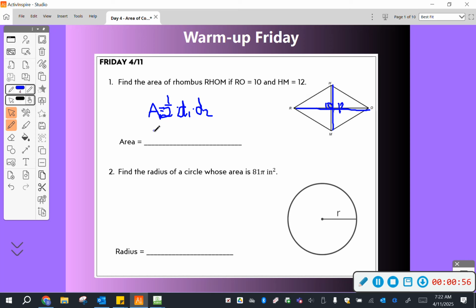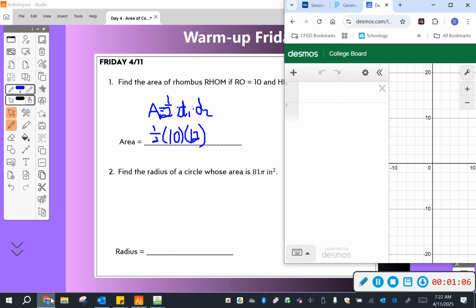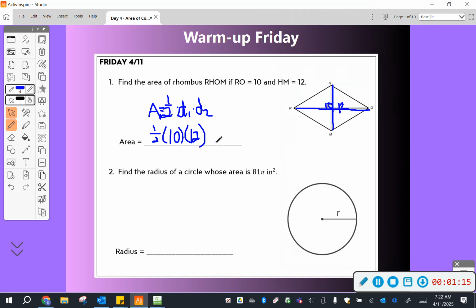Either way, what's one of my diagonals? 10. What's my other diagonal? 12. And then you can either do that in your head or put it in the calculator. What is 1/2 of 10 times 12? And the answer is 60. And I don't have any units, so it's okay yesterday on your quiz if you wrote nothing. It's okay if you wrote units squared.